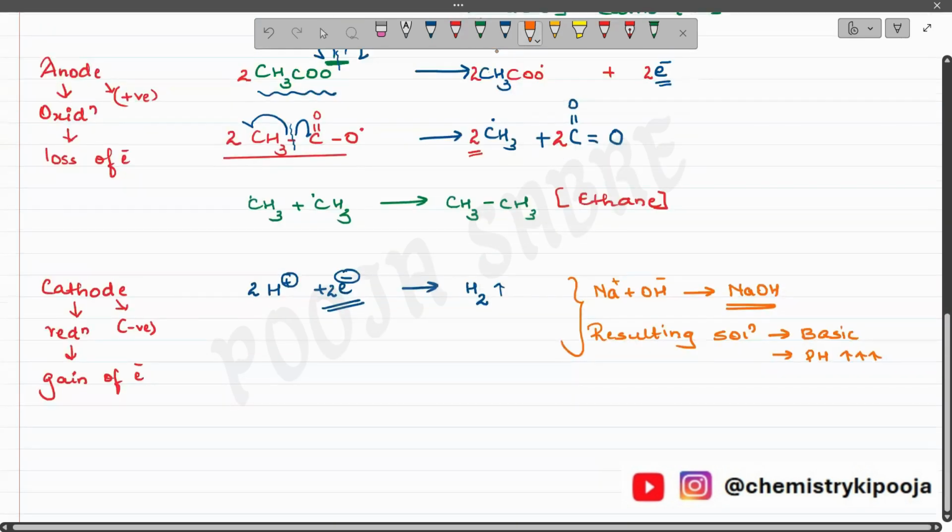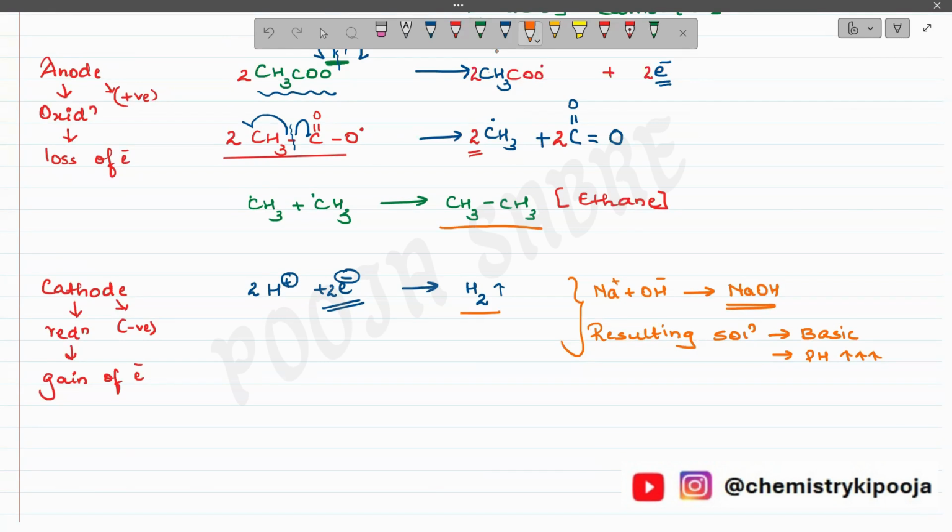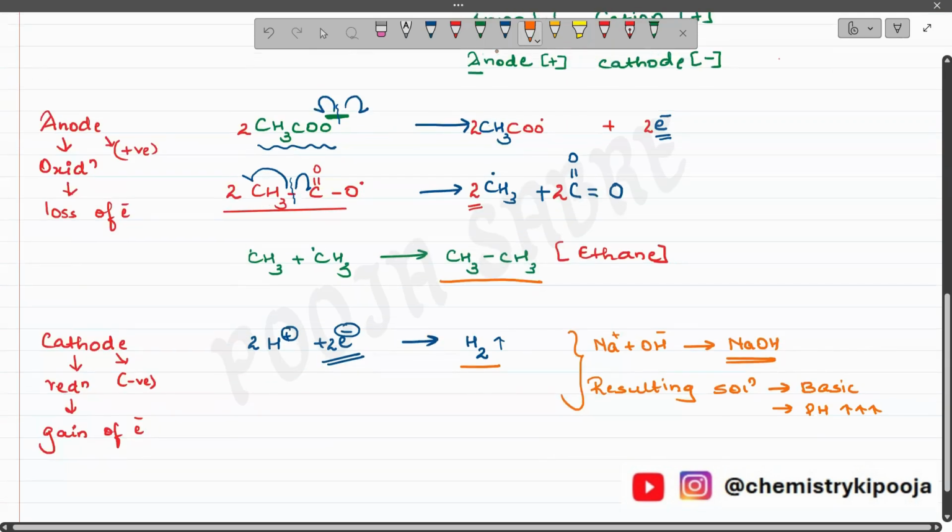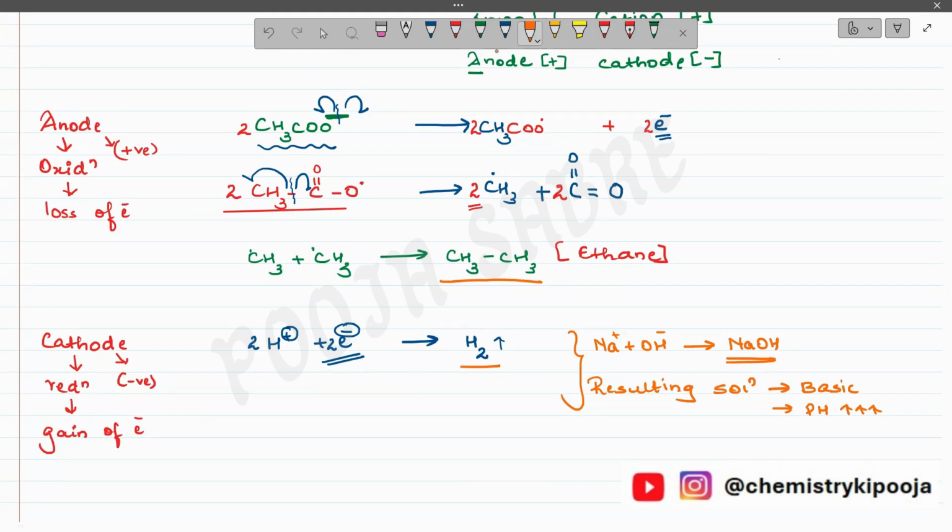What we have studied: at the anode, there will be formation of ethane, whereas at cathode, there is the formation of hydrogen gas. So these are the anodic and cathodic reactions for sodium acetate. So everything we have studied about sodium acetate. Clear? Okay, now quickly we are going to understand the key points for Kolbe's electrolysis, and then we are going to solve more and more questions on the same topic.